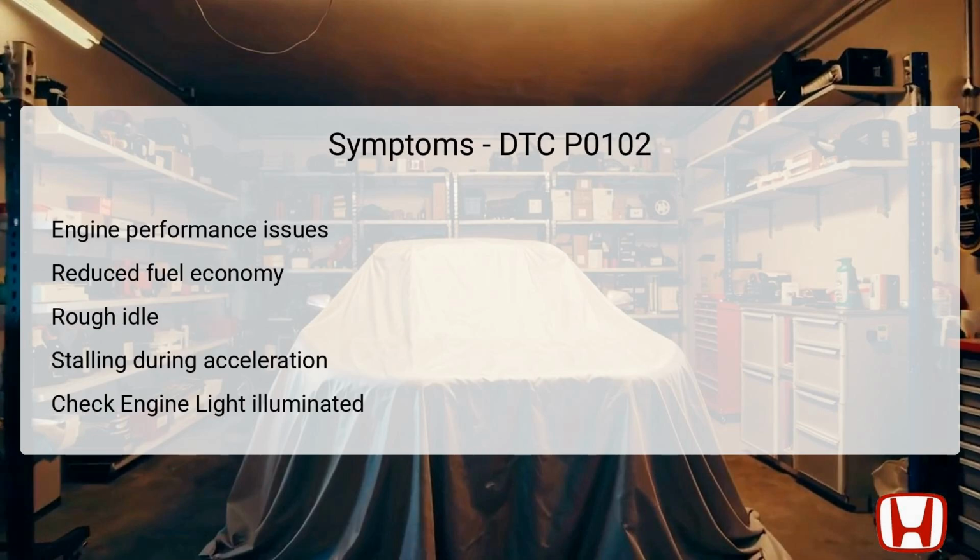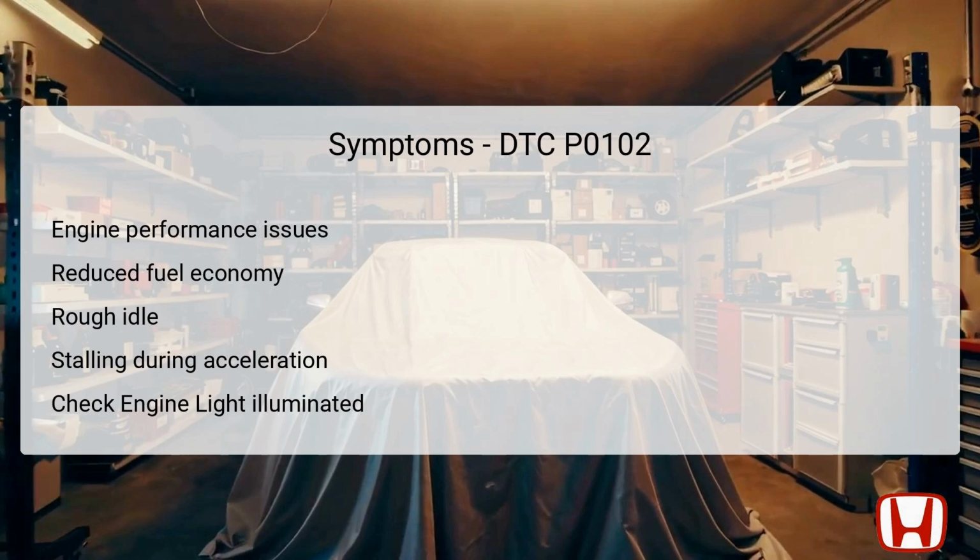When encountering DTC P0102, the driver may notice various symptoms that directly affect vehicle performance. Commonly reported issues include engine performance glitches, where the vehicle may struggle to accelerate smoothly or exhibit loss of power at certain speeds. Fuel economy may also decrease due to incorrect air-fuel mixture ratios resulting from the low voltage readings from the MAF sensor. Additionally, drivers might experience a rough idle condition where the engine runs unevenly at rest or even stalling during acceleration if the ECU cannot adjust fuel delivery accurately.